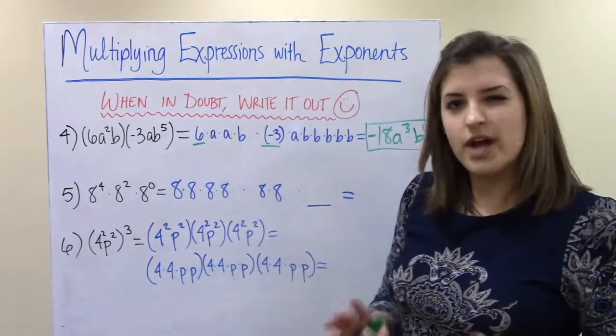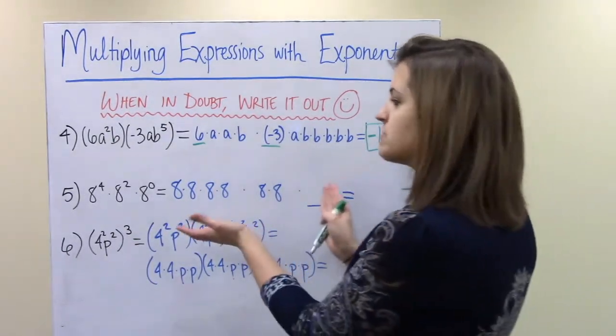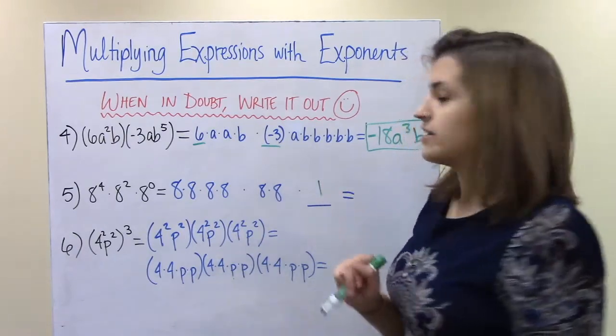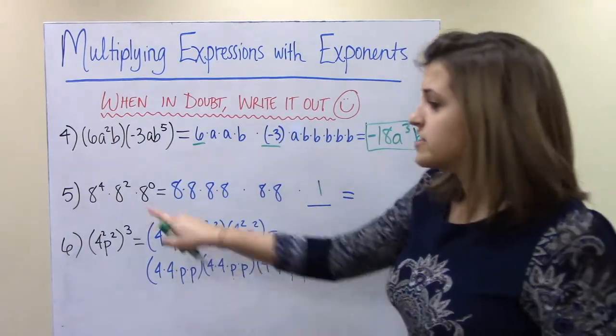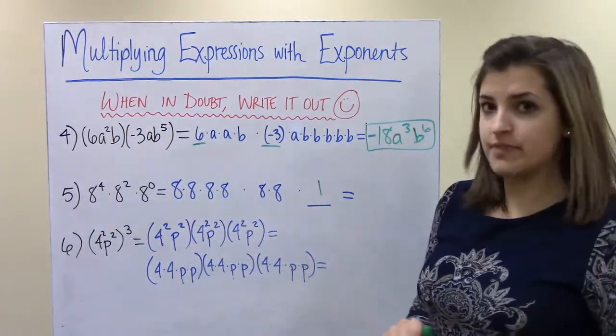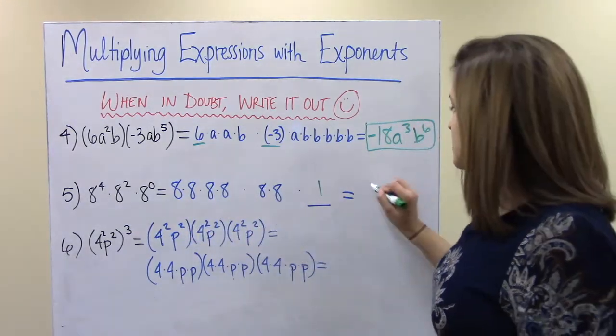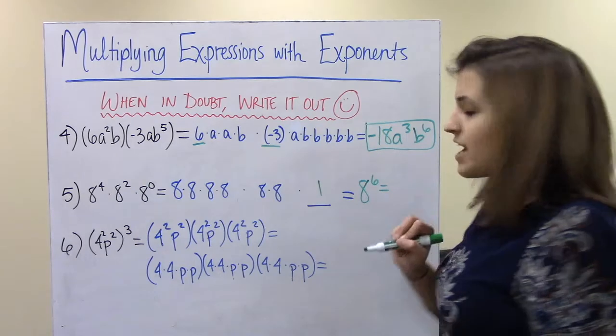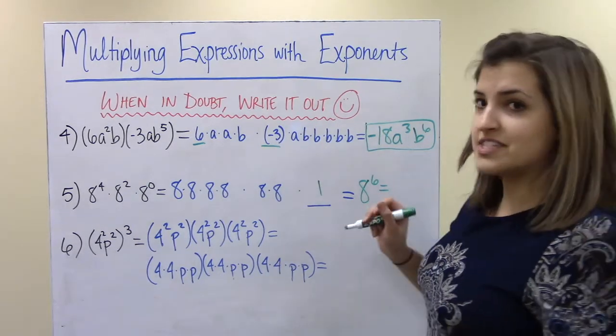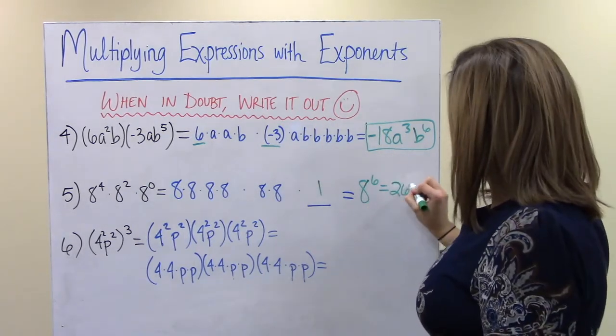So if we have 0 eighths, it's really like multiplying the rest of this by 1. And if you remember, anything to the 0 power is 1. So my answer is going to be, how many eighths do we have here? 4, 5, 6, 8 to the 6th, which is actually 262,144.